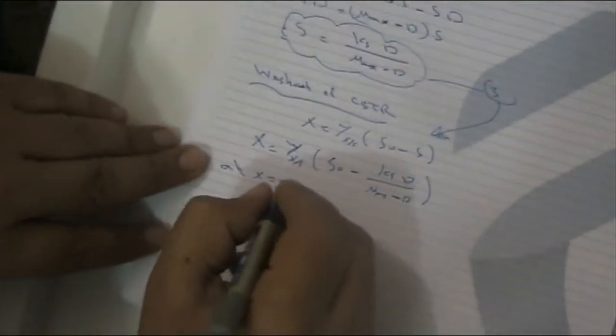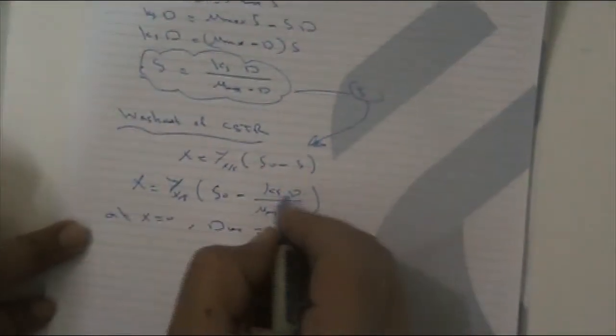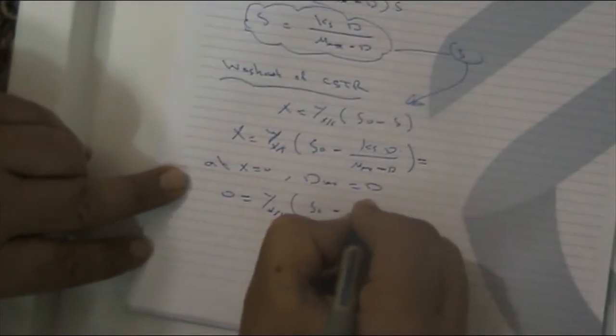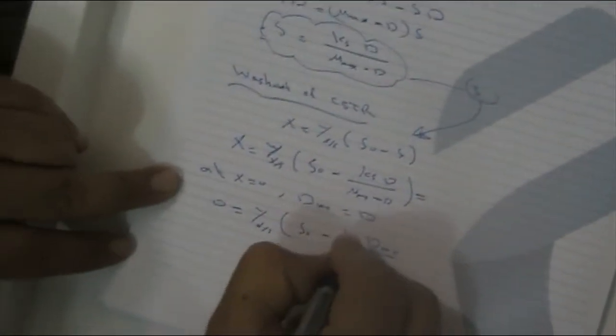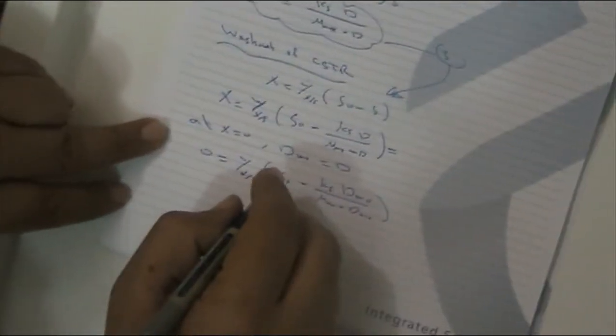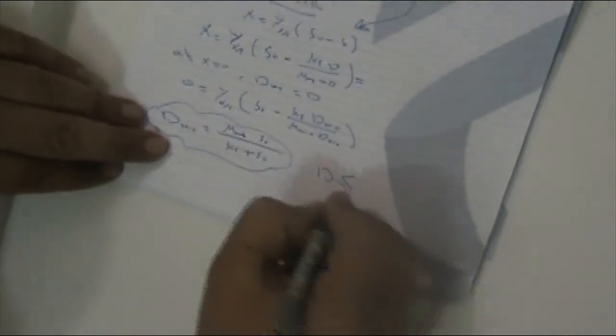You know that at X equals 0, D will equal D washout. So for this equation, it will be 0 equals Yx over s multiplied by S naught minus Ks D washout over mu max minus D washout. So we will solve for D washout. We will get D washout equal to mu max S naught over Ks plus S naught, and this is our upper limit for D, and D must be equal to or less than this.